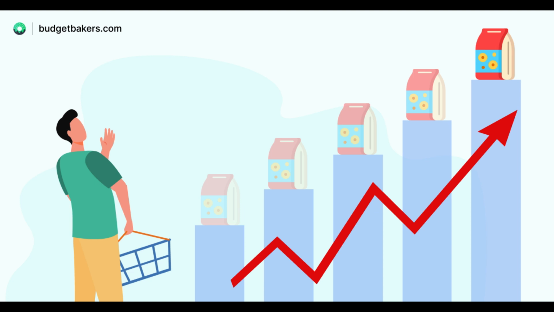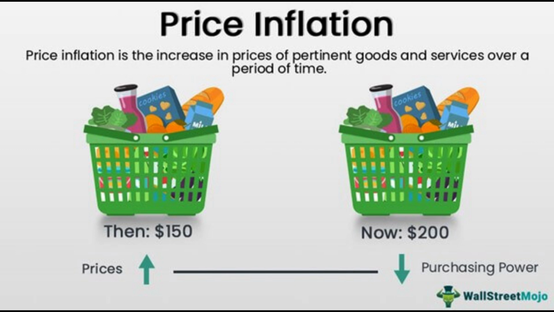2. Cost push inflation. Cost push inflation occurs when the costs of production increase, and producers are forced to increase prices to maintain their profit margins. Examples of factors that can cause cost push inflation include an increase in the cost of raw materials, energy prices, or wages.